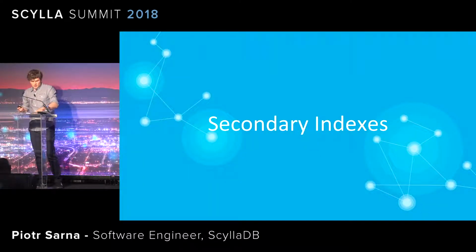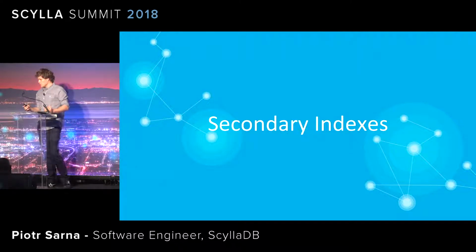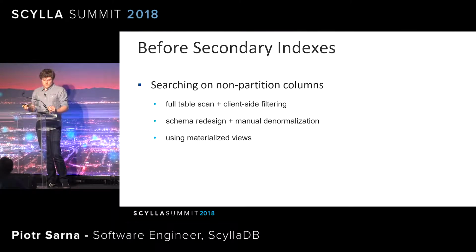Secondary indexes. We go to the second main feature, but we're not done with materialized views yet at all, because these two are interleaved. So again, what do we use secondary indexes for? If you wanted to search by a column that's not a key, we could, well, do a full table scan and then filter what we need client side, but first of all, it's a performance killer, and secondly, sometimes it's not even possible because it wouldn't fit in RAM. We could redesign our schema, do some manual normalization, or we can use materialized views.